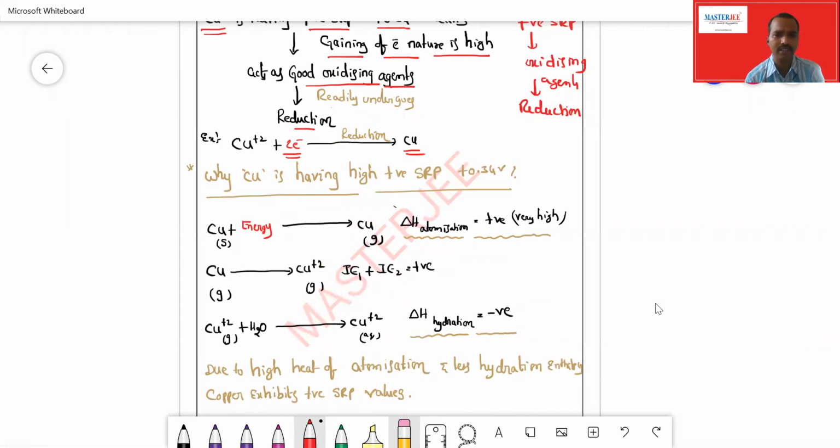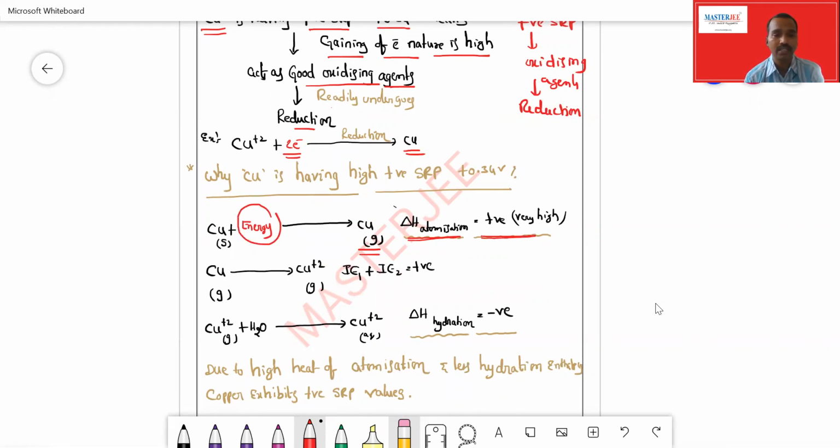Because copper, which is in solid form, gains certain energy and gets converted into gaseous atomic form. That is called the enthalpy of atomization. Its enthalpy of atomization is positive, because it is gaining energy.